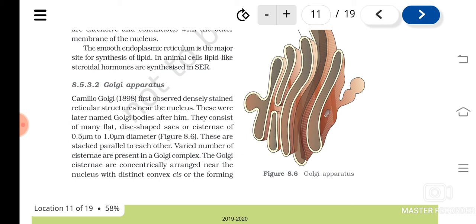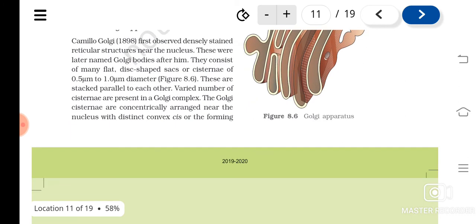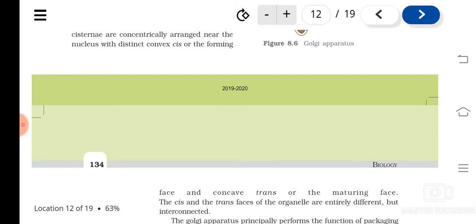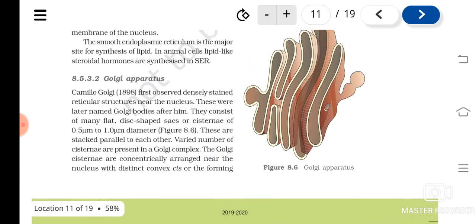They are arranged parallel to each other. You can see many disc-shaped sacs, or cisternae. Understood? So the number of cisternae present in the Golgi complex varies. The Golgi cisternae are concentrically arranged near the nucleus, with a convex cis, or forming phase, and a concave trans, or maturing phase. So the cis and trans phases of this organelle are different, but they are interconnected also.